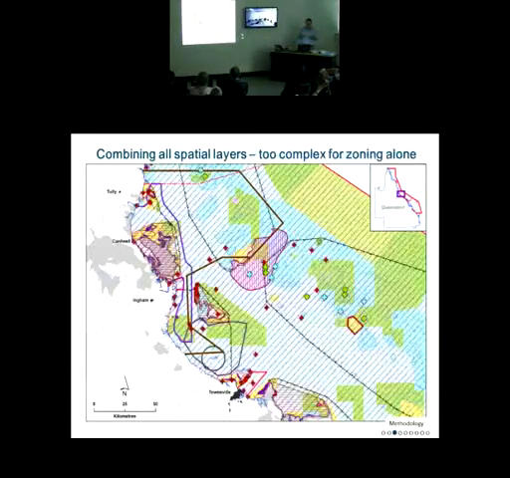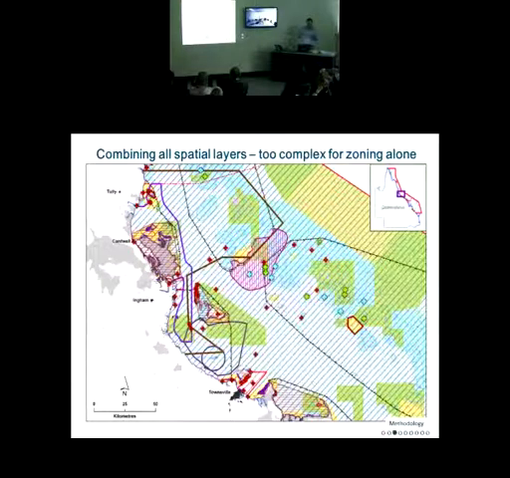If you were to put all these spatial layers together, it'd get incredibly complex. Clearly, we don't do that in terms of showing to the public, but as managers, all those spatial layers are part of what we do. So it's very much a three-dimensional approach to management.